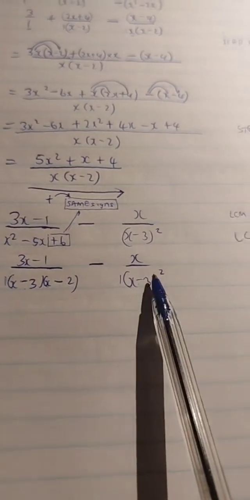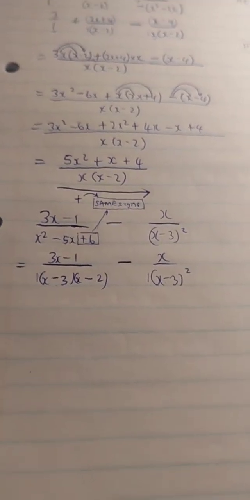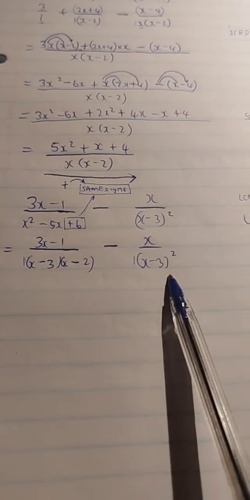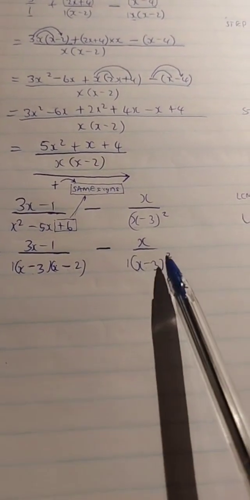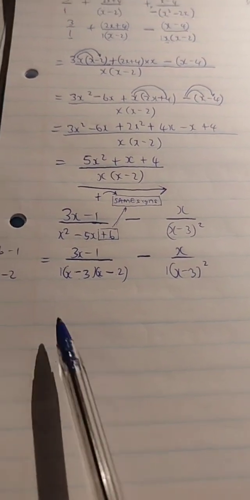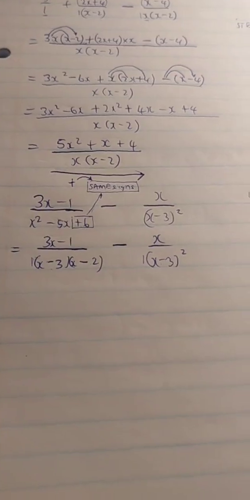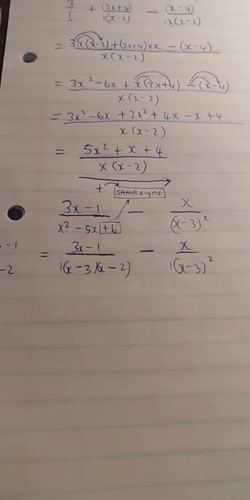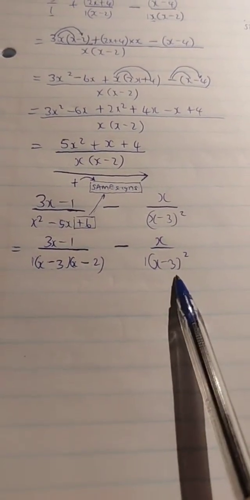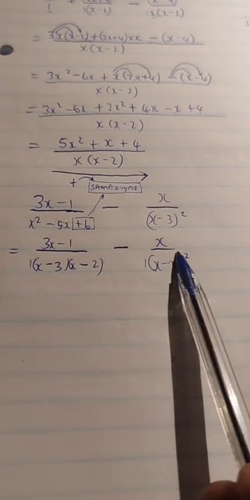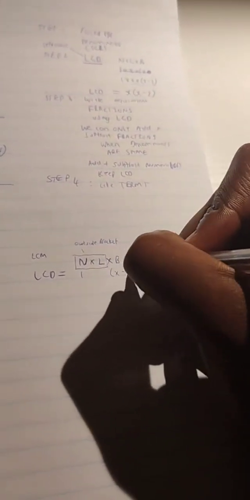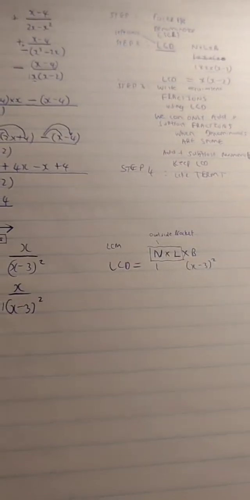But between x minus 3 and x minus 3 squared, which bracket has the highest exponent? We agree that x minus 3 and x minus 3 are common. But which x minus 3 has the highest exponent? Is it for the first fraction, or for the second fraction? Okay, so I'm sure you can see, guys, that the common bracket with the highest exponent is going to be x minus 3 the whole thing squared.